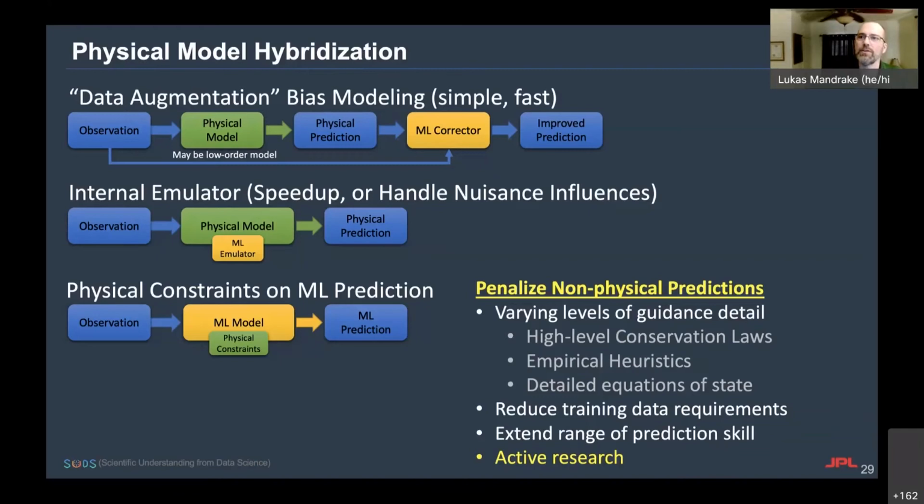These constraints could be at the highest coarse level, such as global conservation laws, or could involve detailed equations of state. By incorporating physical constraints, the data-driven learning problem is simplified, reducing the amount of training data required and extending the range of skilled prediction. There is significant current active research focused on expanding the potential of this approach.